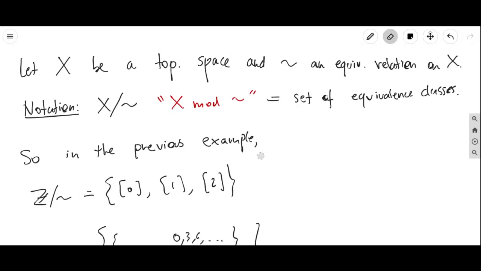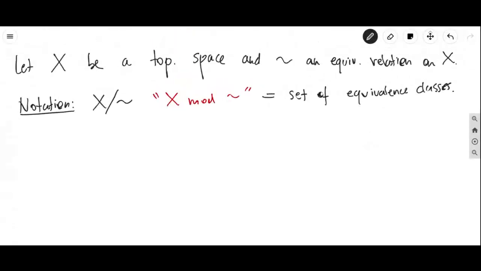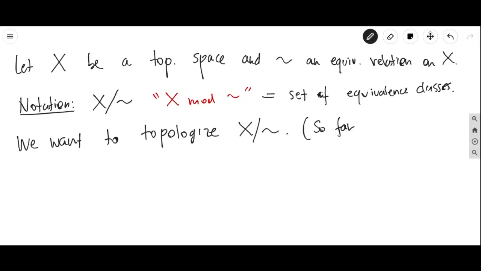This is an equivalence relation on X. This is the set of equivalence classes. And what we would like to do is we would like to topologize the set of equivalence classes. So at the moment, so far, it is just a set. This is just a set, nothing else. It does not have a topology yet. X has a topology, but X is also a set. So you ignore the topology, you look at X as a set, you find X mod tilde, the set of all equivalence classes, and now you have this set of classes and you want to topologize it.